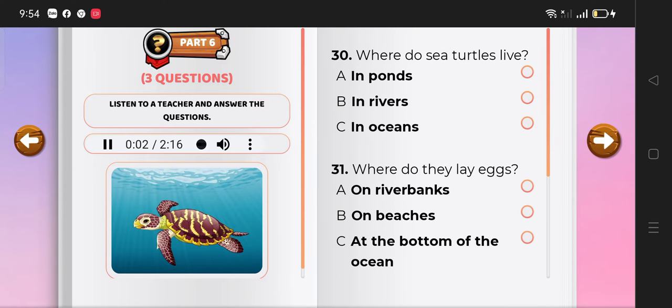Listen to the teacher in biology class. Sea turtles live in oceans, drink seawater, and eat marine creatures and algae. Algae is a large group of simple plants without real leaves, stems, or roots, like seaweed. Sea turtles don't lay eggs in the water, so you can never find their eggs on riverbanks or at the bottom of the ocean. They crawl onto beaches to lay their eggs.